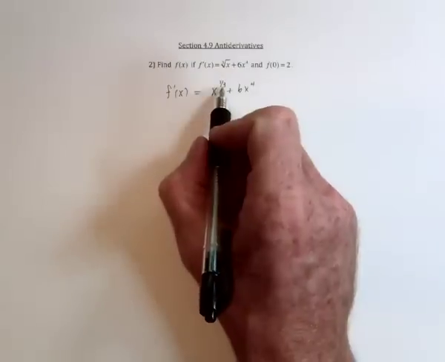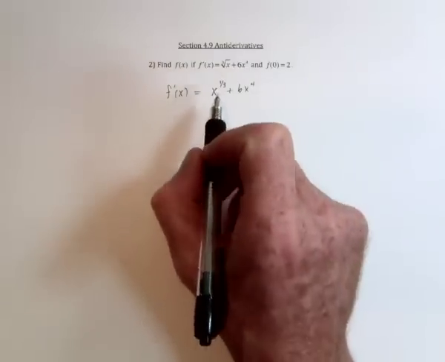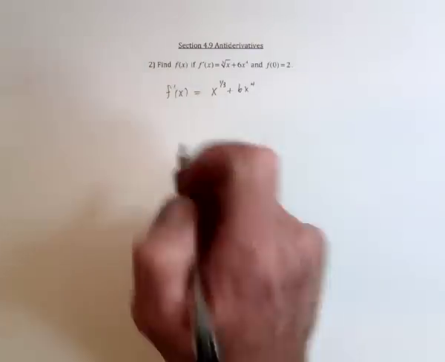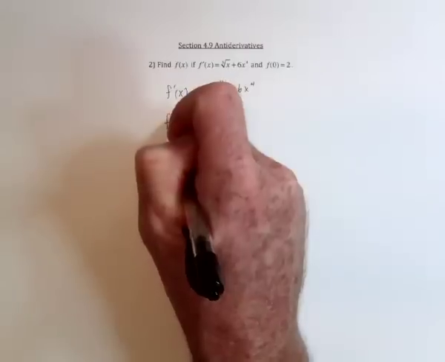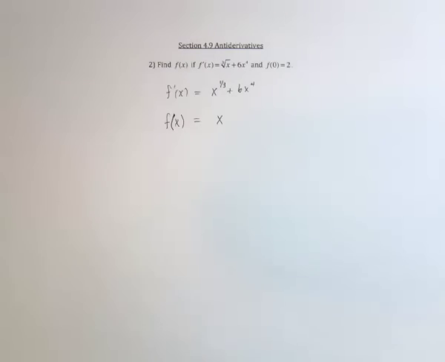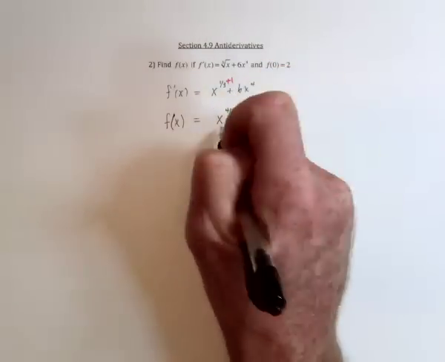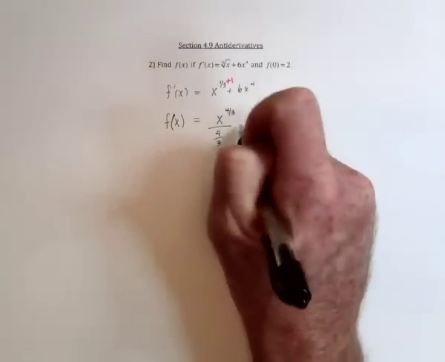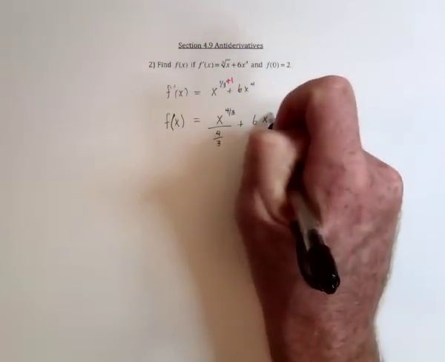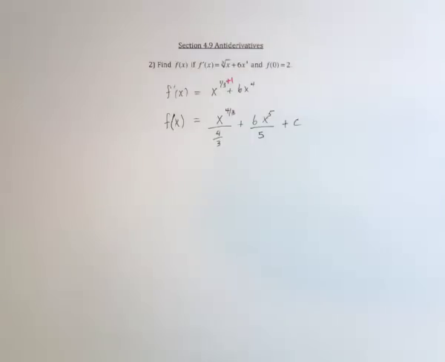So instead of multiply and subtract 1 in order to find a derivative, you do the opposite. Add 1 to this and then divide by that number. So the original function f of x is going to be x to the, so add 1, that's going to be 4/3, and then divide by that number. The same thing here is going to be x to the 5th over 5, and at the end, plus a constant.